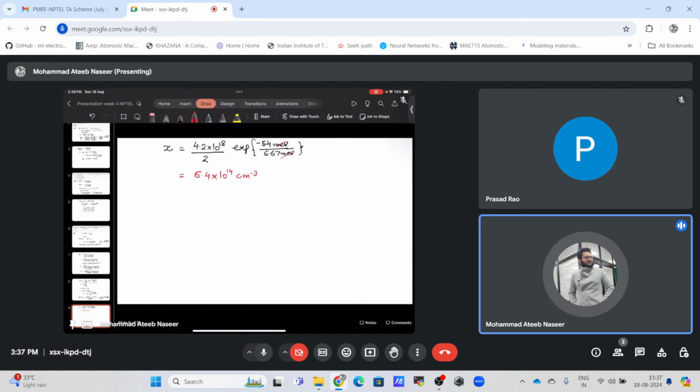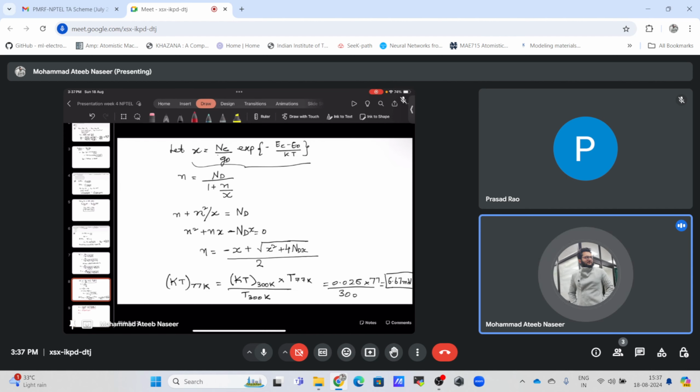It has the same units as the effective density of states, because this exponential is unitless, this degeneracy factor is unitless, and the Nc has the units of per centimeter cube. So that's why this x also has the units of per centimeter cube. Now n is simply this value, sorry, minus x.